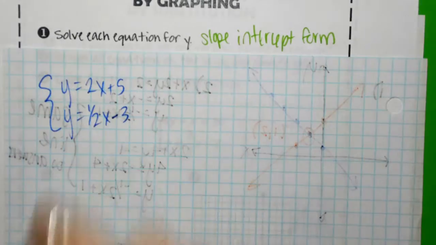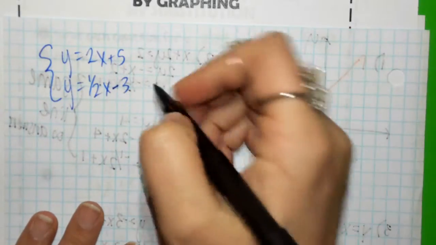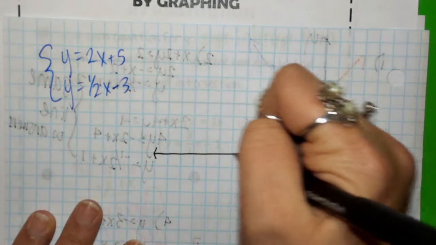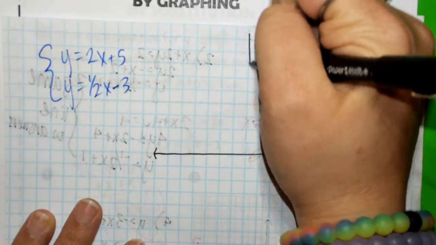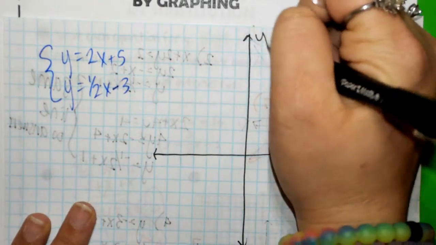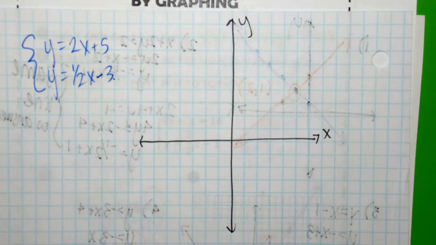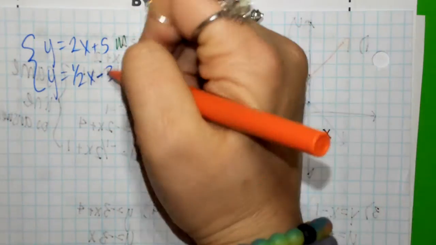So those are both solved for y. And when they're in slope-intercept form, the best thing to do is graph them, unless it tells you to do it another way. But this is graphing. I'm going to graph my first line in green, and my second line in orange.